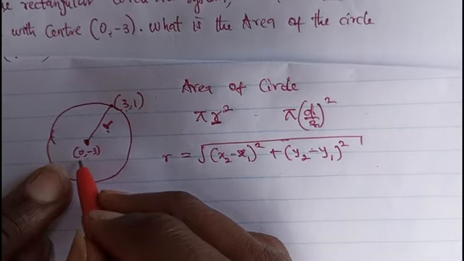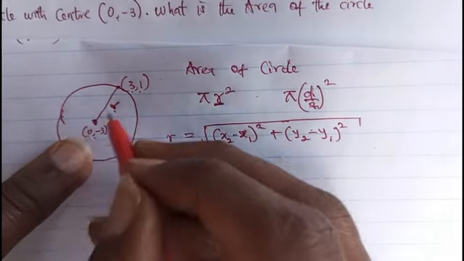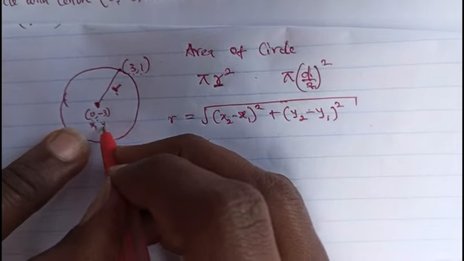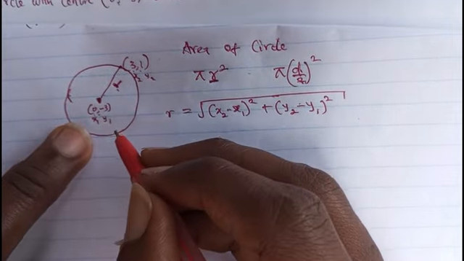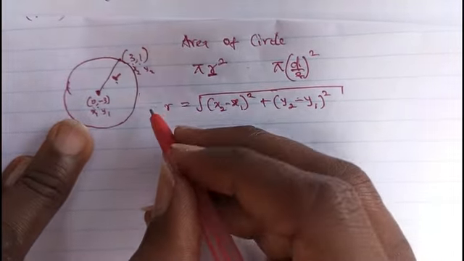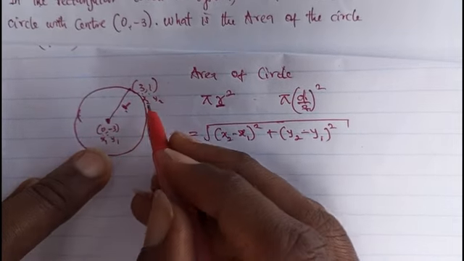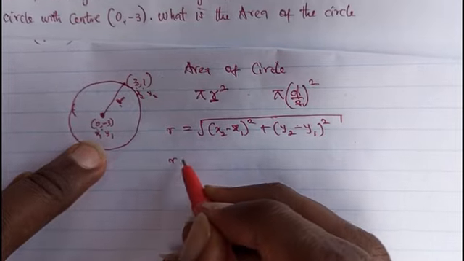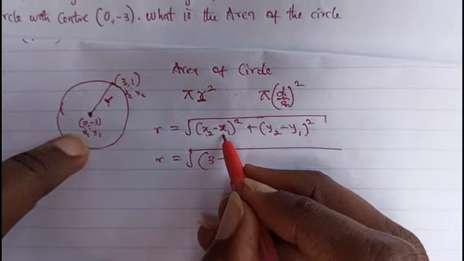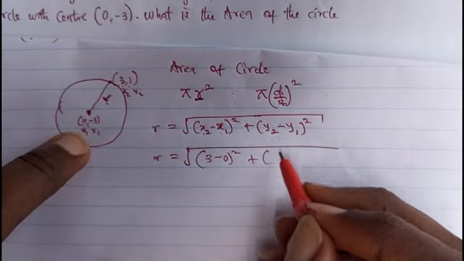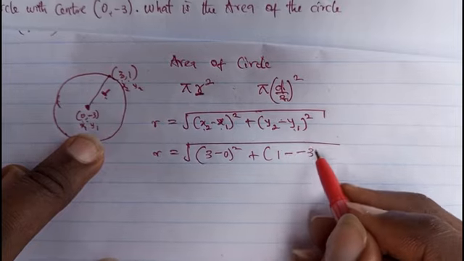So now if I want to take this point at the center to be the first point and this to be the second point, here will be my x1, here will be my y1, and here will be my x2, here will be my y2. That's how the coordinate system works, these are just the coordinates of a point. So from this point, you see that x2 is 3, so r is equal to the square root of (x2 is 3 and x1 is 0, so we have 3 minus 0 squared) plus (y2 is 1 and y1 is negative 3) all squared.